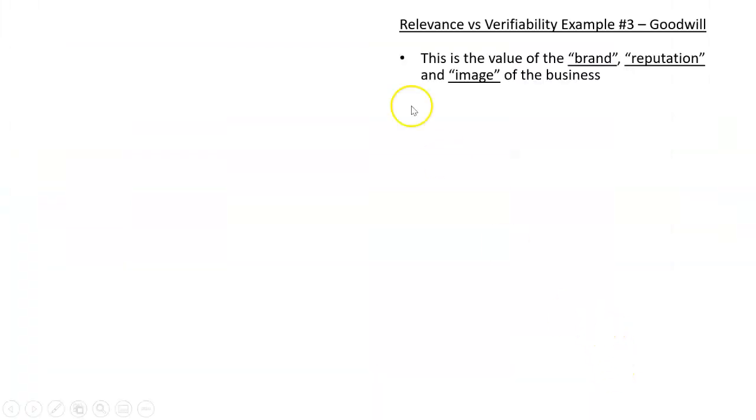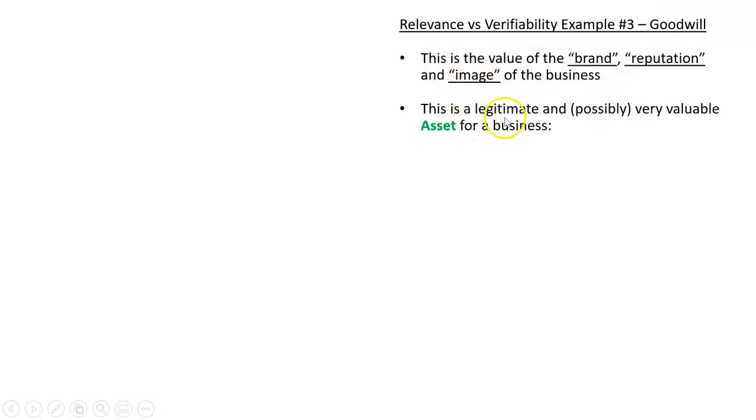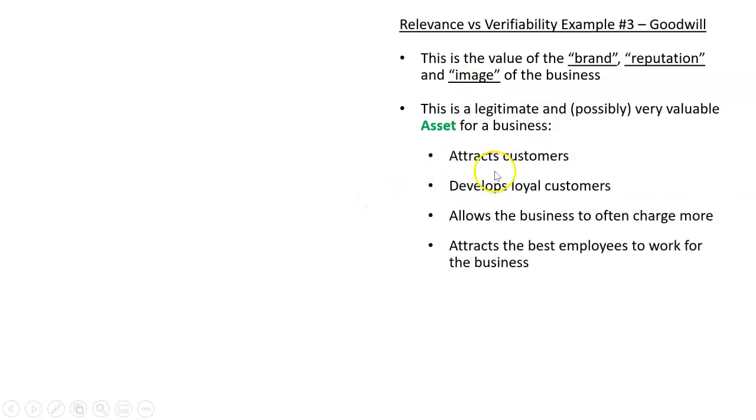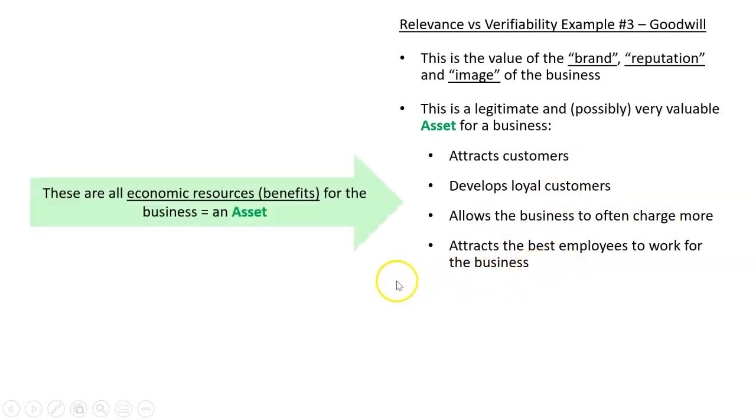One more example: goodwill. What is goodwill? Well, it's more of a business management topic, but we say it is the value of the brand, the reputation, and the image of the business. It's a legitimate and very possibly a very valuable asset for a business. Why? Well, brand name and reputation attract customers. It develops loyal customers who stay with us, and often allows us to charge more. And it's a good way to get people to work for you because they're attracted to the brand or reputation of the business. So these are all economic benefits or economic resources, and that is the very definition of an asset. So the question is not, is this an asset? It's more about, how do we value it then?